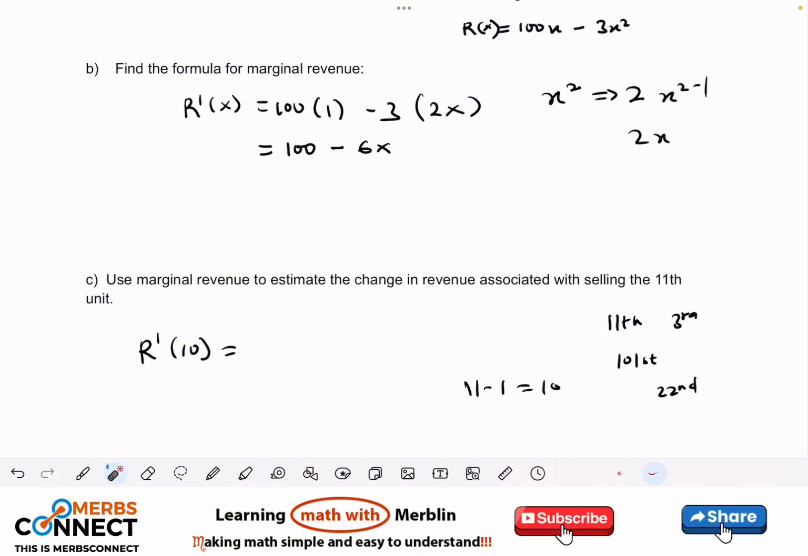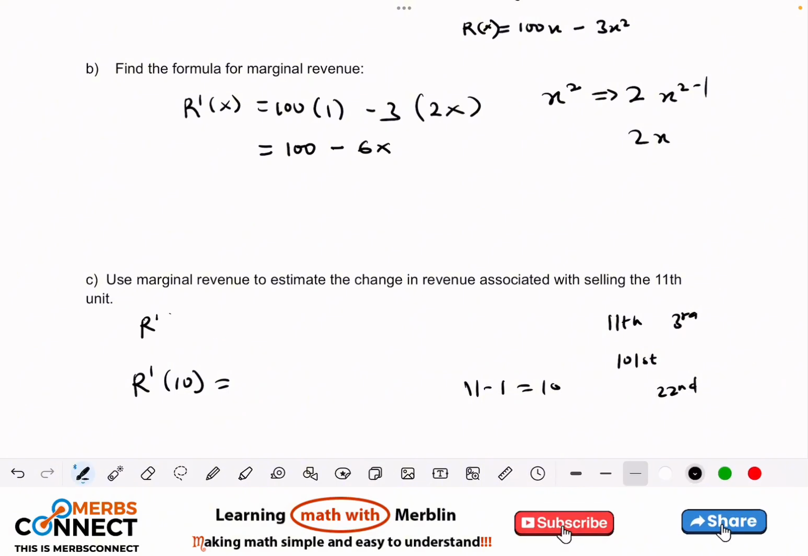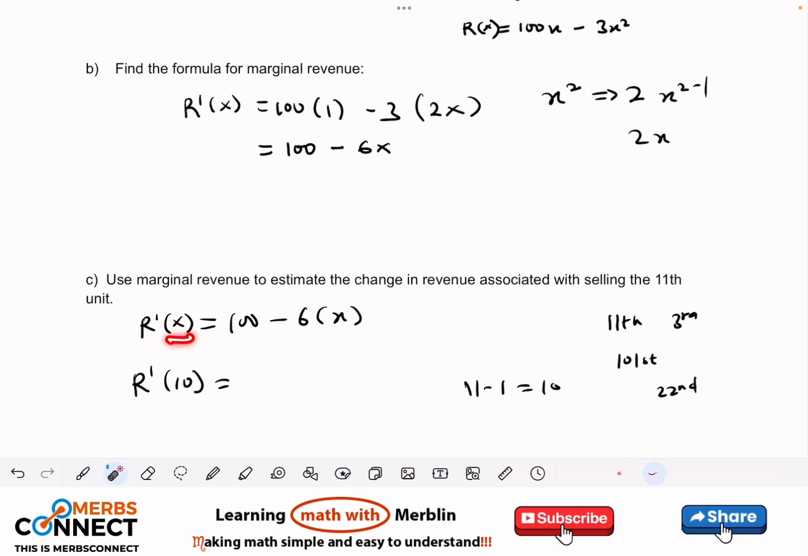So I'm going to plug 10 inside this equation here. I can rewrite this equation as R prime of X equal to 100 minus 6 times X. I'm putting this one in parentheses, so that now X is 10, so this one too will be 10.